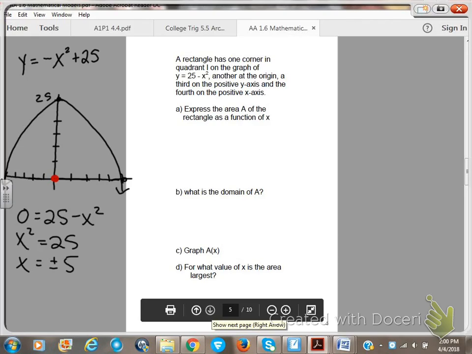That's the problem they're giving us, Gracie. Oh, I got that. I don't know. Okay. You're being difficult. A rectangle has one corner in quadrant 1. So which quadrant is that? Top right. And it's on the graph of y equals 25 minus x squared.